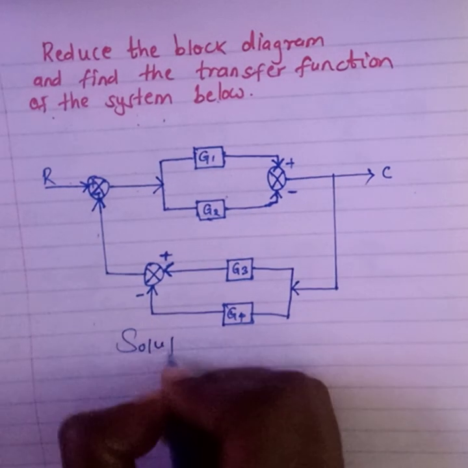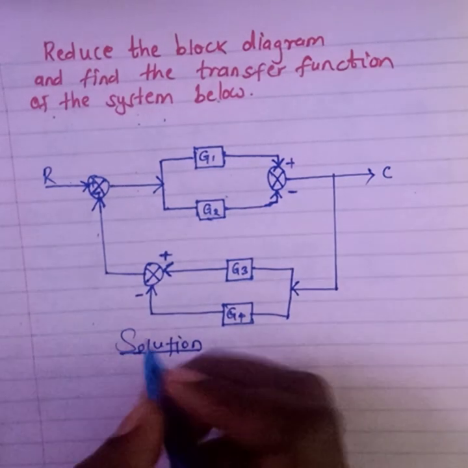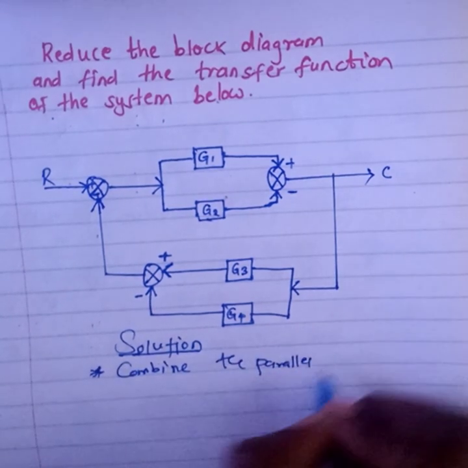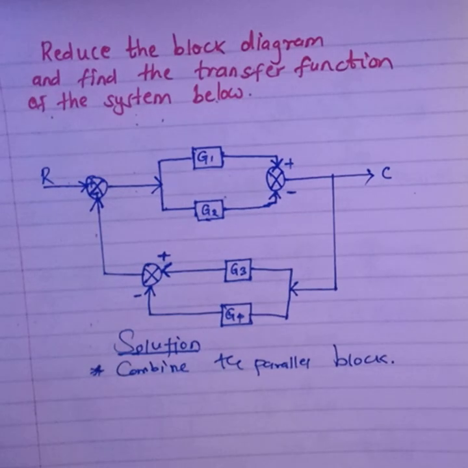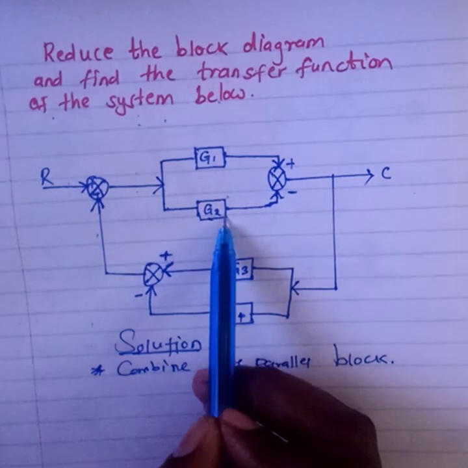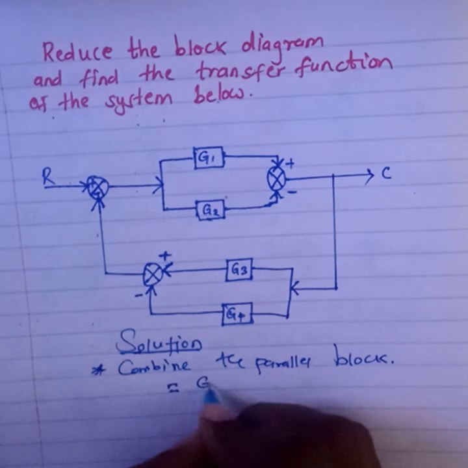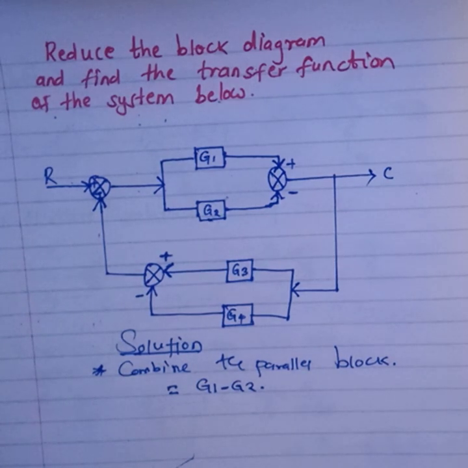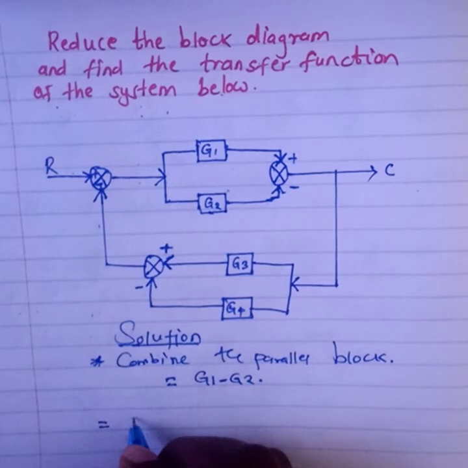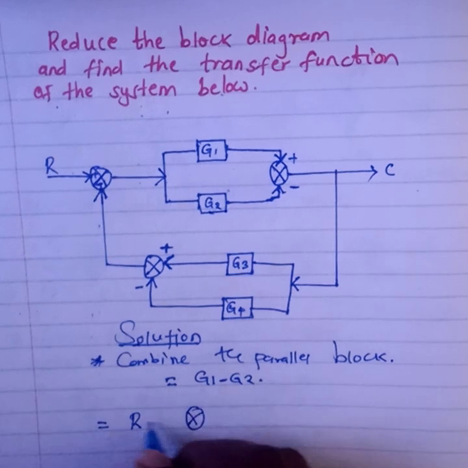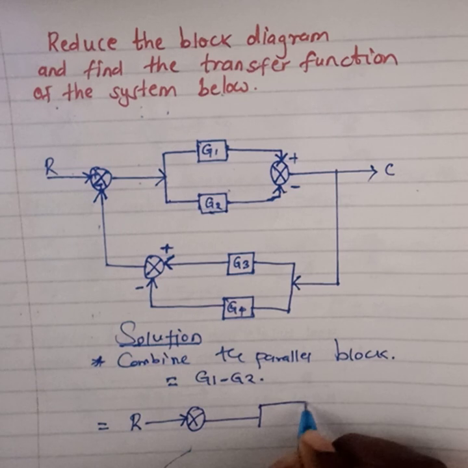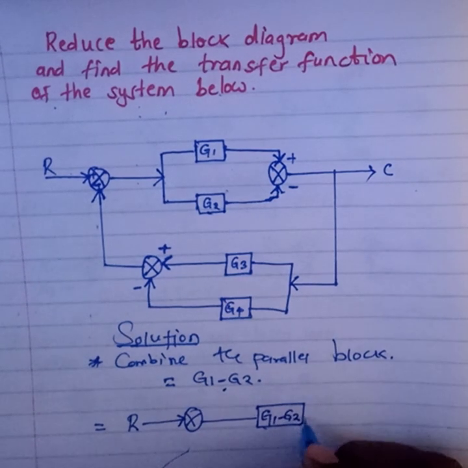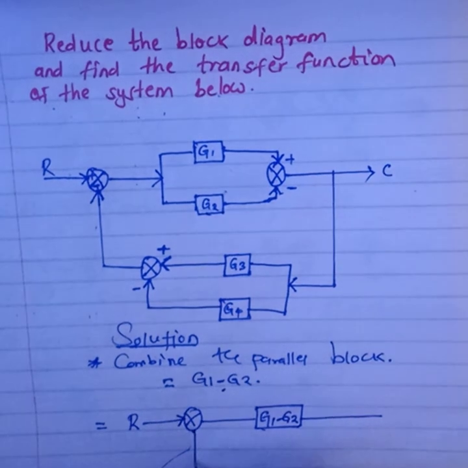So let us look at the solution. We can first combine the parallel block. This parallel block is positive G1 and minus G2, so this will give me G1 minus G2. Then after combining them, I'll plot another diagram representing them in one block. So I will have my input R, I have my summing point like that. Then I just plot one block like this. I put my value. These two I have just combined. That is G1 minus G2. Then I plot the other ones.